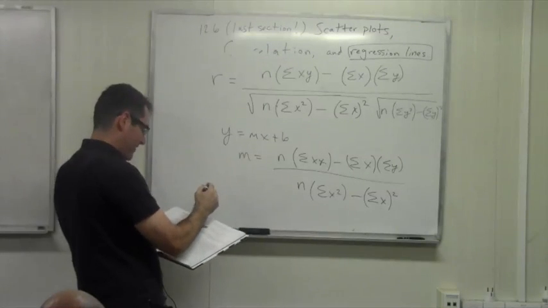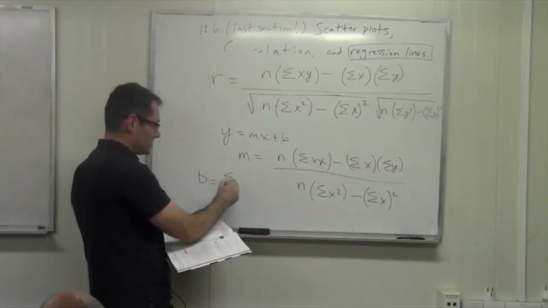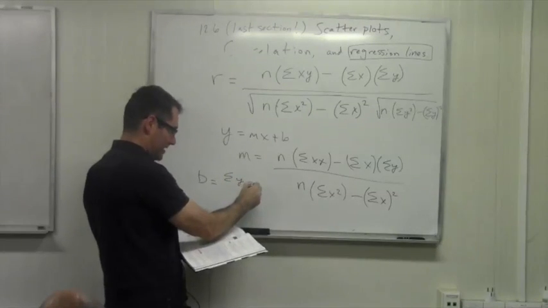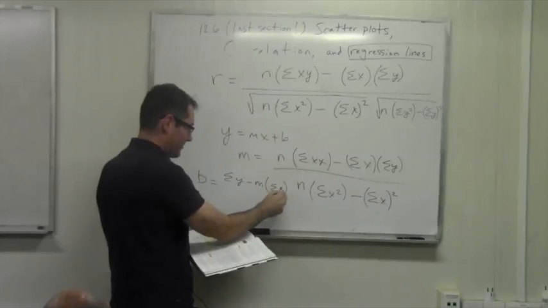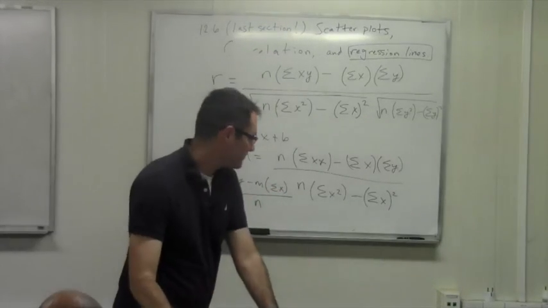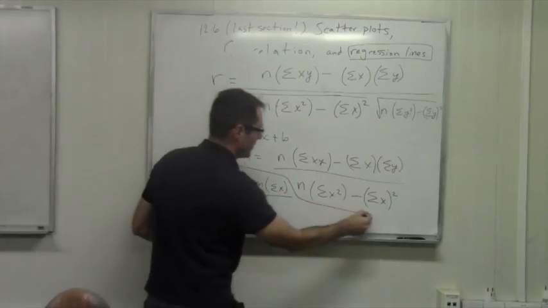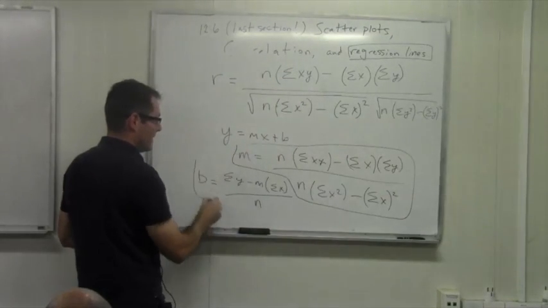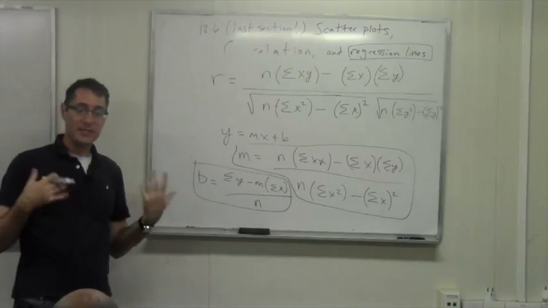We also have one to find the y-intercept, which is the sum of the y values minus the slope you just found times the sum of the x values, divided by the number of points in your data. So I'll put this here. Those are your two formulas for figuring out that line, which is kind of cool.